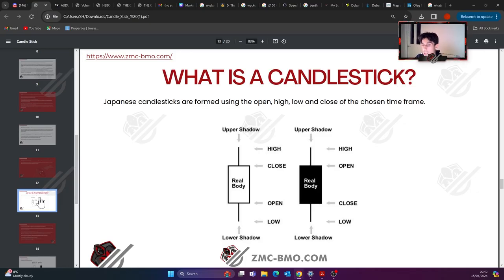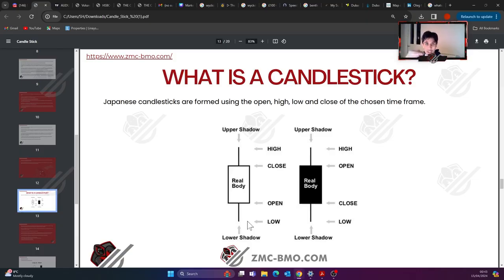So what is a candlestick, right? Japanese candlesticks are formed using the open, high, low, and the close of the chosen time frame. So whether you're on the daily, 4 hours, 1 hour, 5 minutes, etc. Now, here we have the actual body, lower shadow, upper shadow, high. The high represents the wick. Price will open here. This will be the close. That's the high that was made that day, and this is the low.